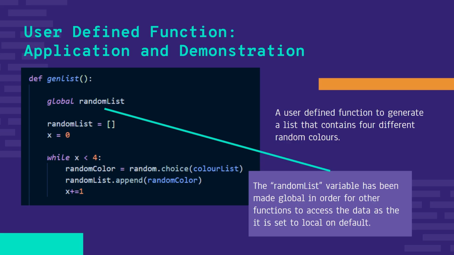I've applied the user-defined function in the program by putting the code for generating a random list of colors into a user-defined function named genList, which is short for generating list, and this code can be called through the interpreter by typing in genList followed by 2 parentheses. The program also utilized the scope difference of a local variable and a global variable, as the random list variable is set to global to allow accessibility for other user-defined functions.